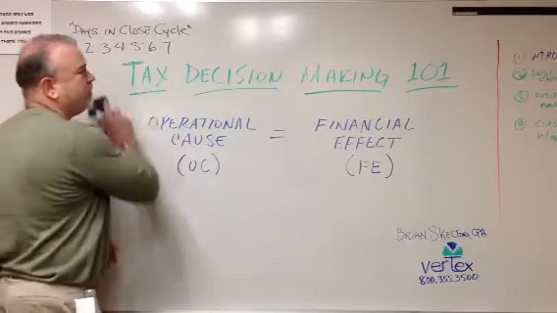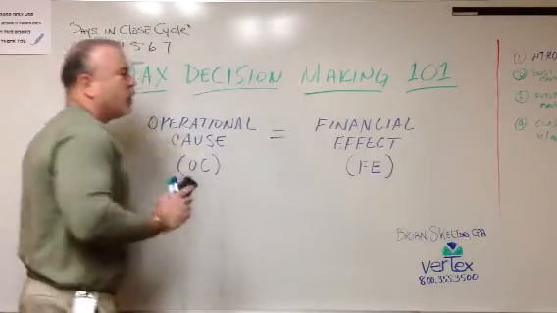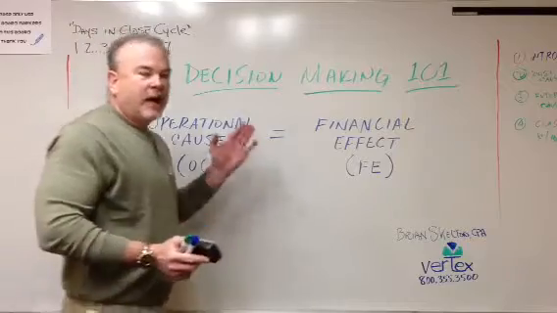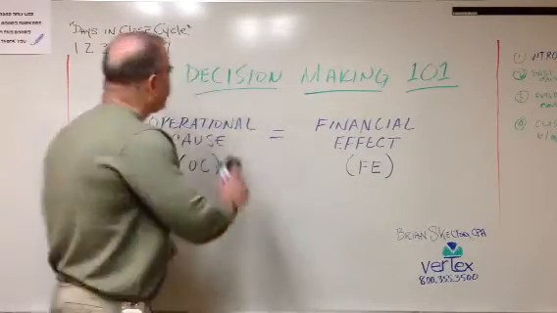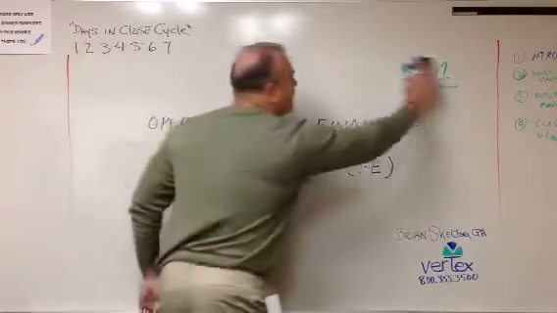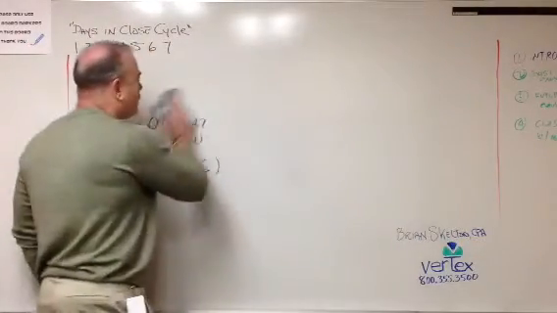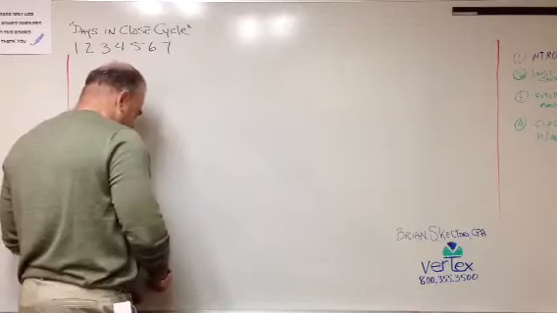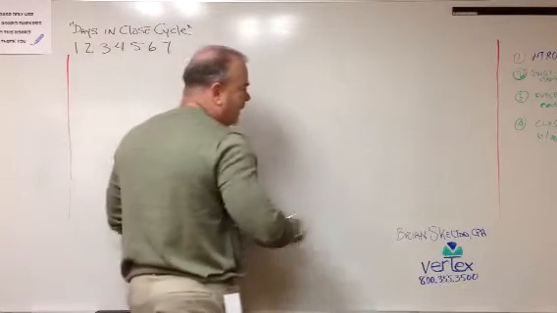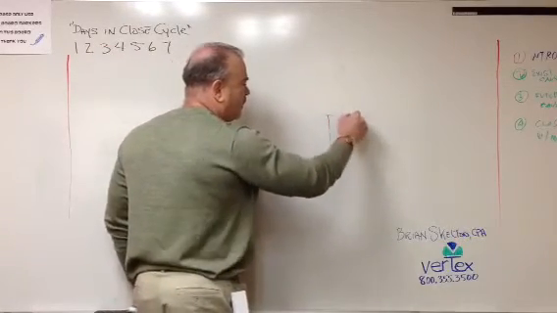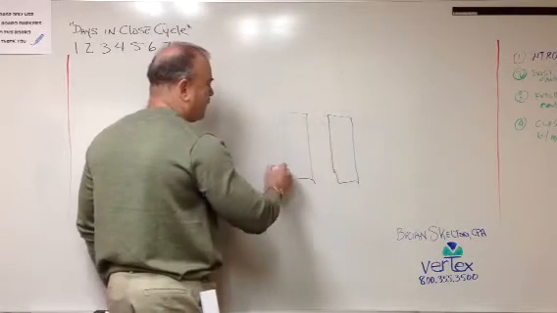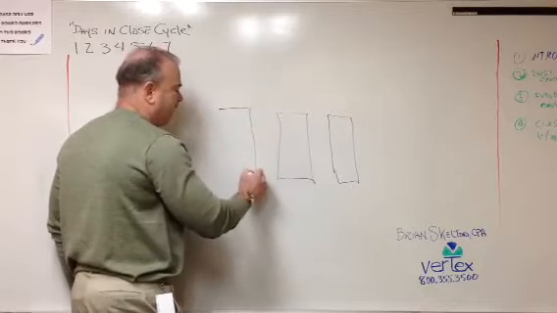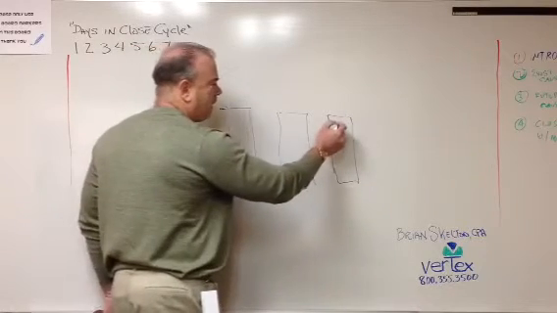This is Tax Decision Making 101, and this is one of a multi-part series on how we deal with ERP and how we bring tax into the calculation. Remember, OC equals FE, and we're going to start out by talking about a multi-platform SAP ERP platform. Now we all know that SAP is world-class.